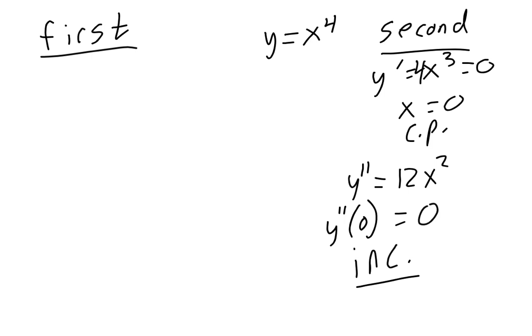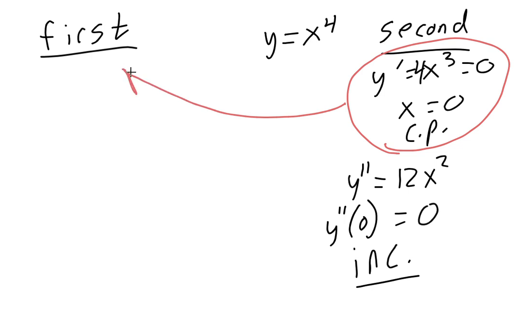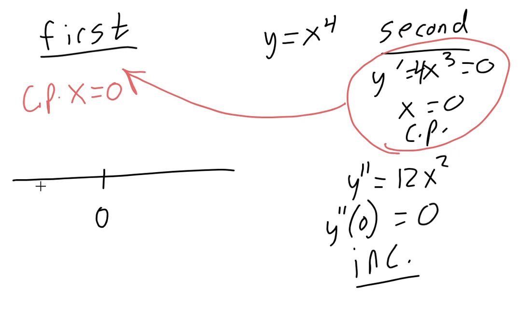Now, if we did the same thing with the first derivative test, well, all this stuff still applies, right? We still have to do the same work. So we know there's a critical point at x equals 0. But the first derivative test says we plug it into the number line and see what's happening around it. So let's plug in, I don't know, -1 and 1. Plug it into the derivative, which is this guy here.